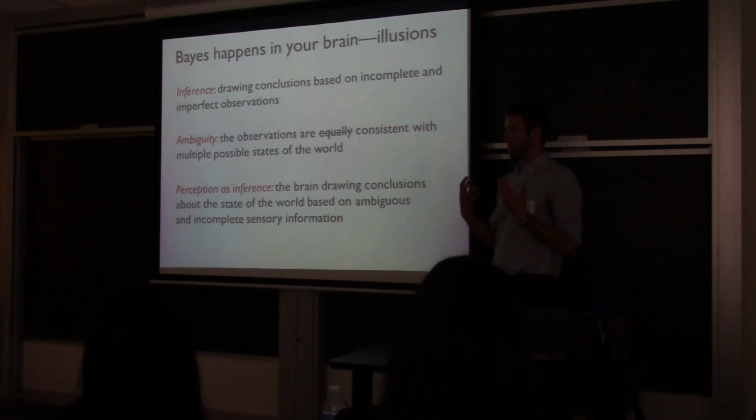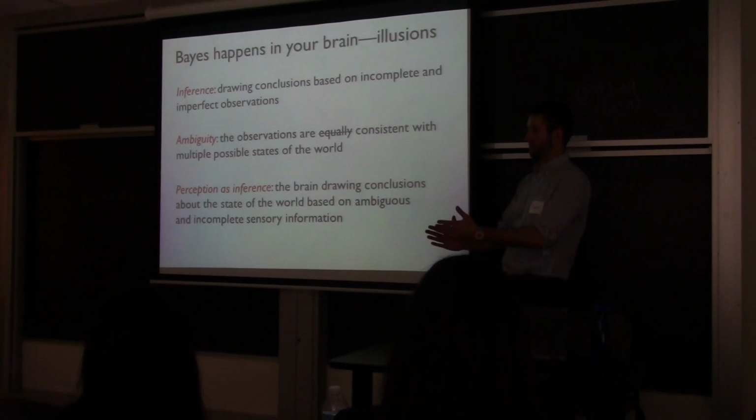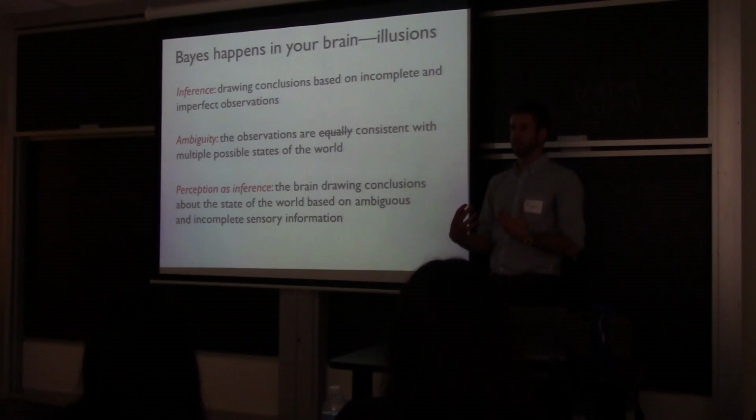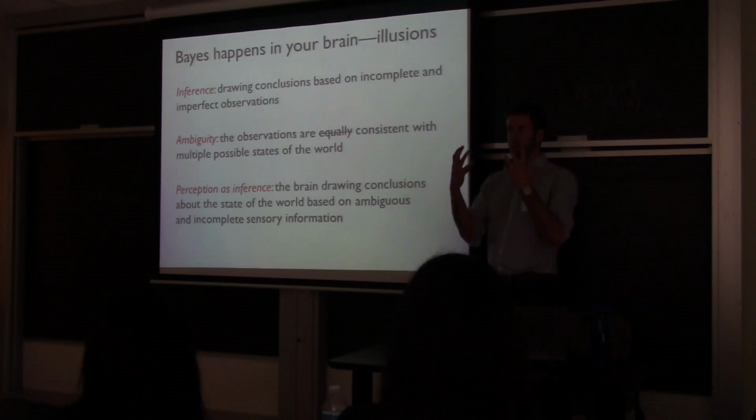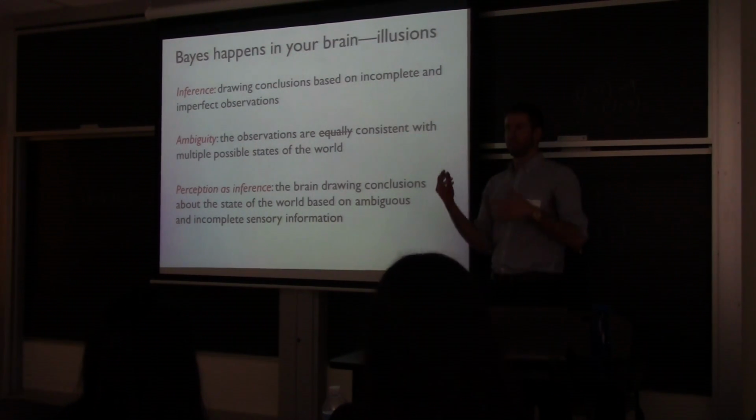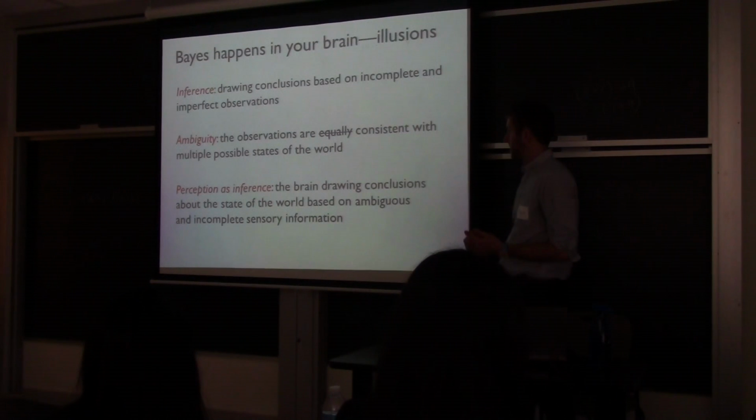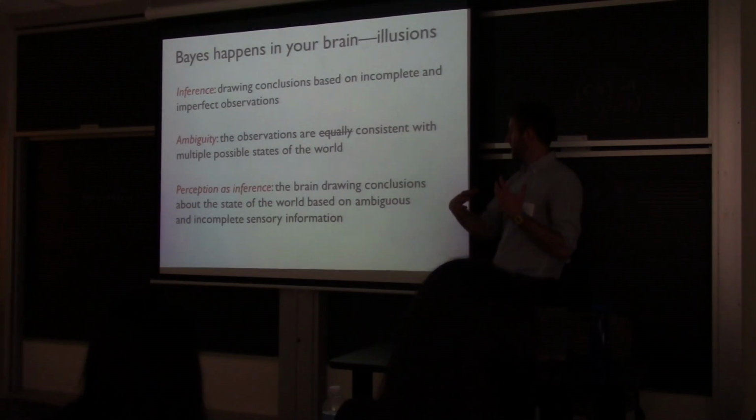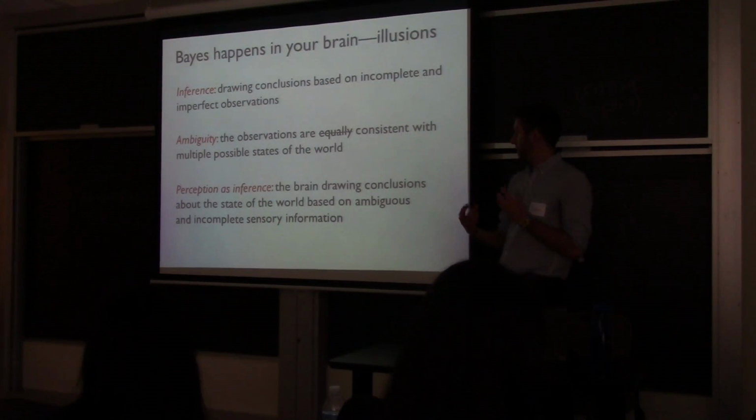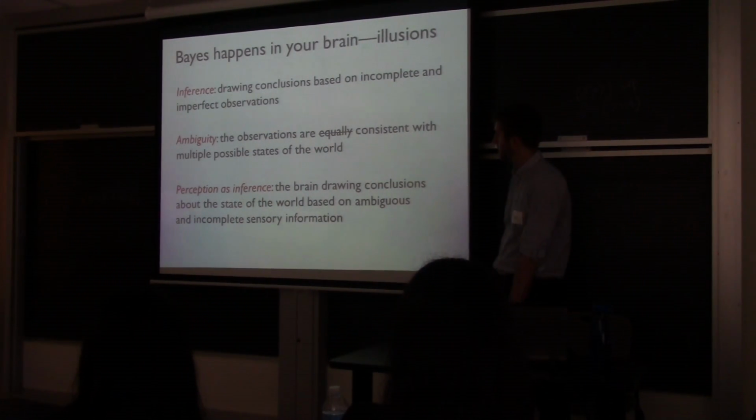So by perception, to clearly define what I mean, I mean taking in sensory information like photons from the room hitting your eyes and turning that into something more cognitive, which means understanding that there are 10 people in the room in front of me and not just a bunch of purple and black and gray photons hitting my eyes. And I need to do that based on the fact that I don't have all the information available to me.